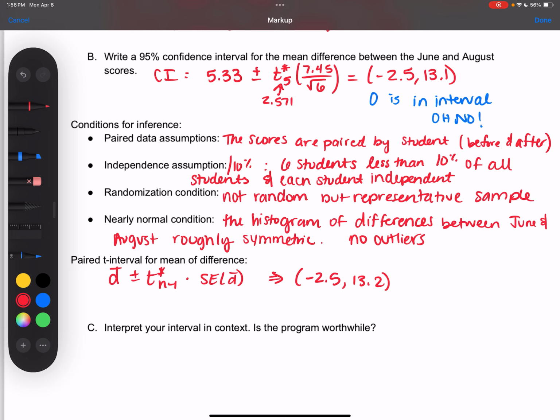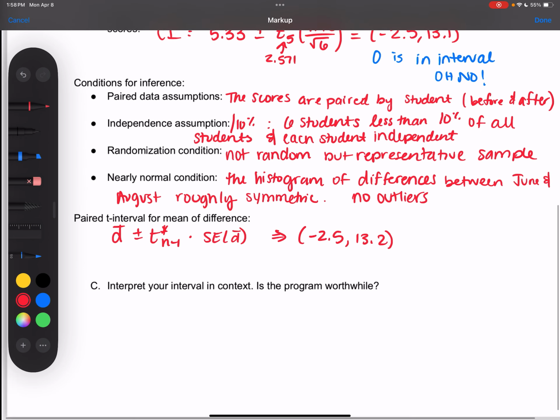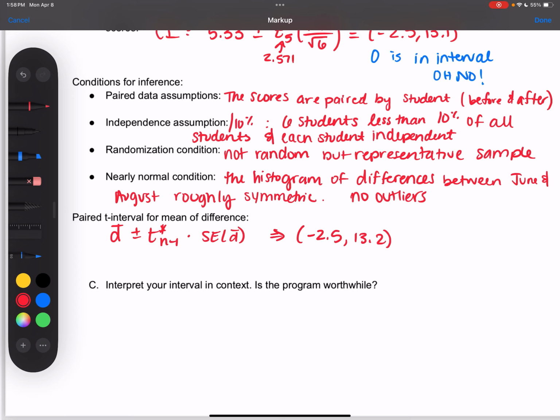So interpret your interval in context. Is the program worthwhile? I have a question. Is it supposed to be 13.1 or 13.2? Let me check. I don't know. It's written two different ways on my paper. So probably just a rounding thing.